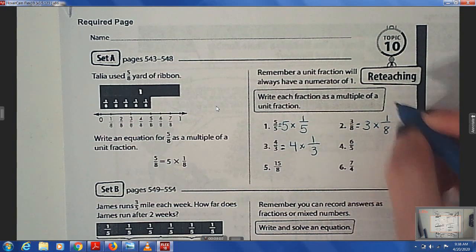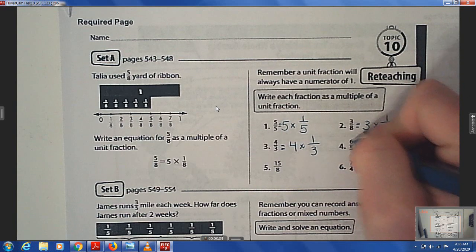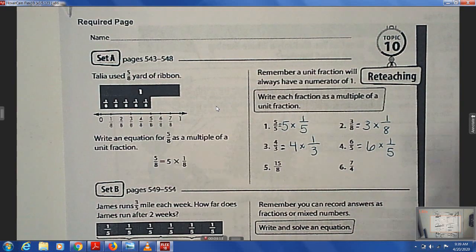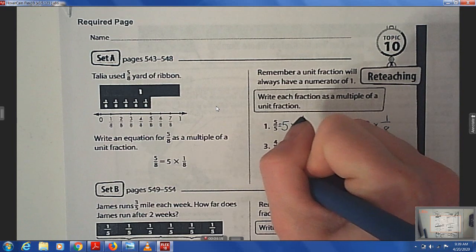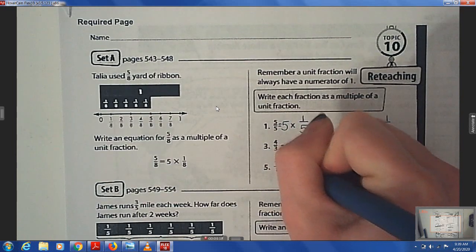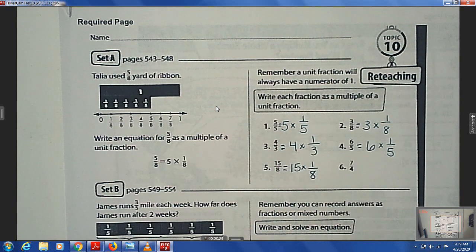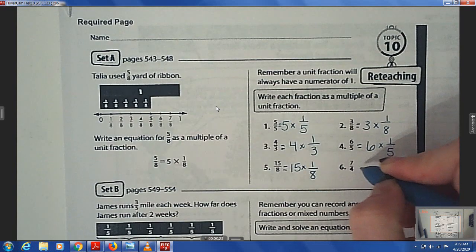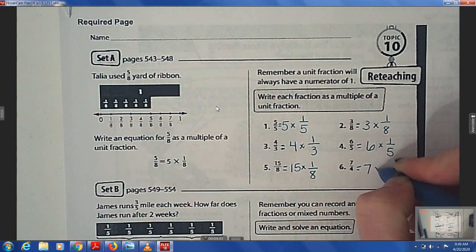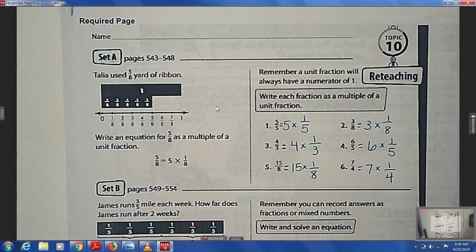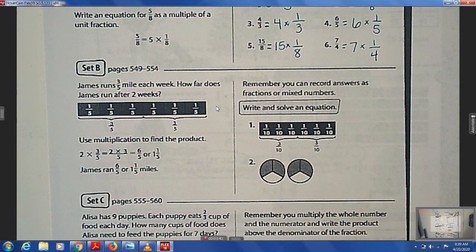Number 4, we have 6/5 equals whole number of 6 times 1/5. For number 5, 15/8 equals 15 times 1/8. And for number 6, 7/4 equals 7 times 1/4. And that finishes off set A. Moving on to set B.